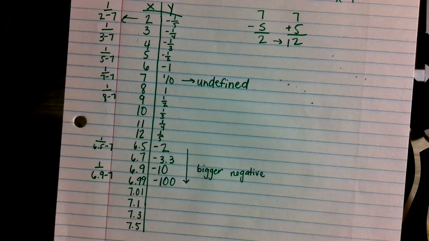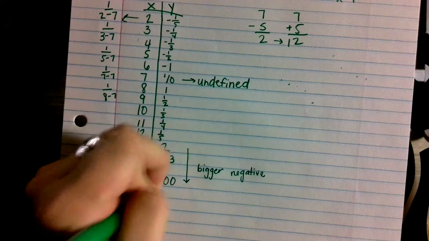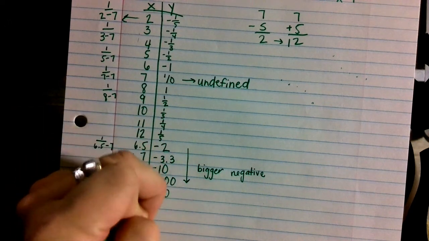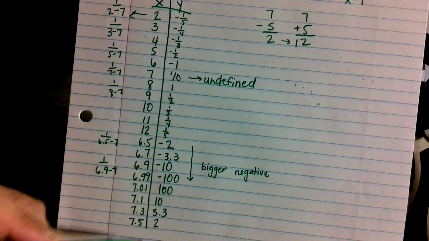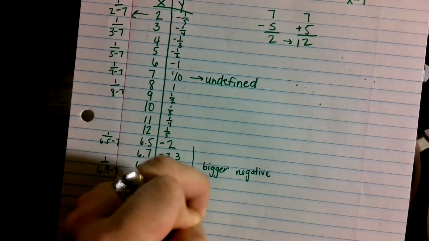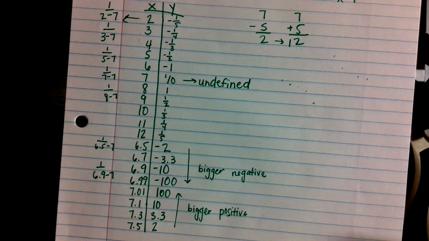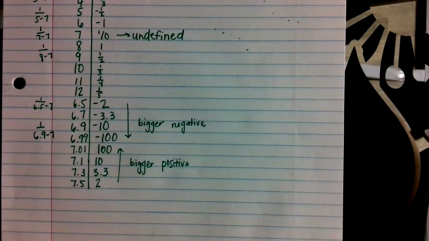Okay, so let's look at what is going to happen now from the other direction. So if I have a 7.01 and I plug that in, I'm going to get a +100. I'm going to get a +10, a +3.3, and a +2. So again, my numbers are mirroring each other, but this time they're going to get bigger in the positive direction. So I'm going to toss these numbers on my graph here so we can see what I'm looking at.